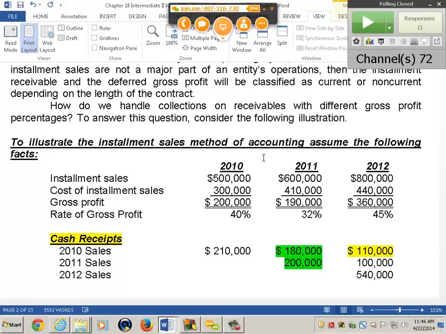Now let's take 2011. We're only going to track the 2010 sales, so I just want to look at the collection. What happens in 2011? How much did you collect on 2010? 180. Everyone see that you collected 180 here. Let's debit cash, 180, and you're going to credit the accounts receivable.